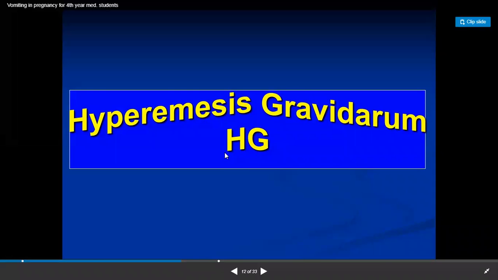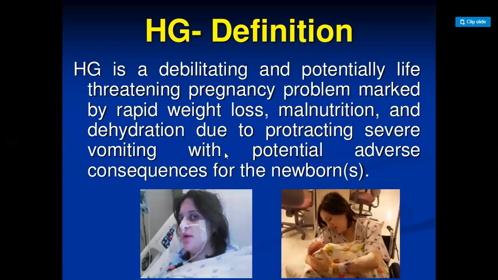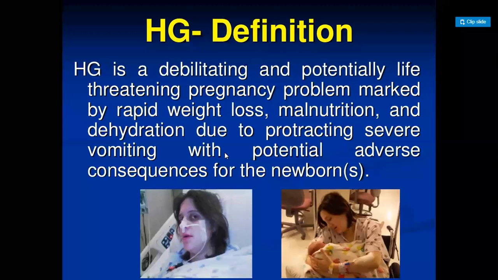What is the meaning of hyperemesis gravidarum? So, same, just say in that scenario. Say the definition, what is it? It is a debilitating and potentially life-threatening pregnancy problem marked by rapid weight loss. Yes, in this scenario there is a water electrolyte imbalance.